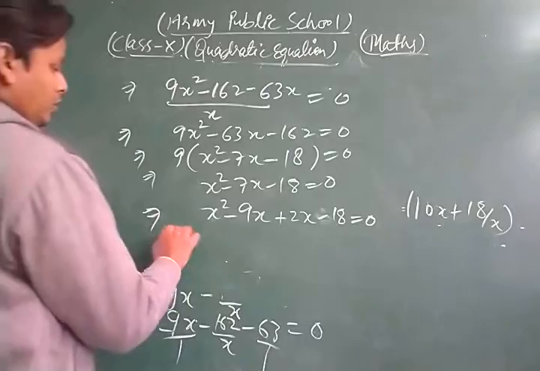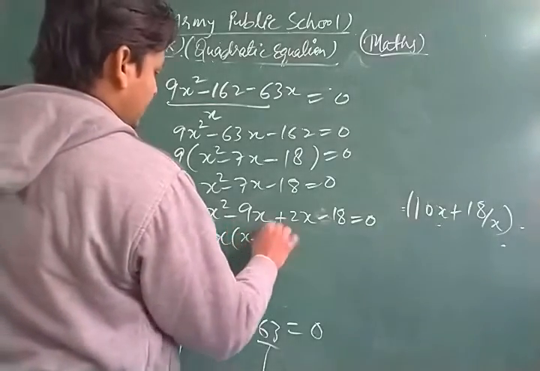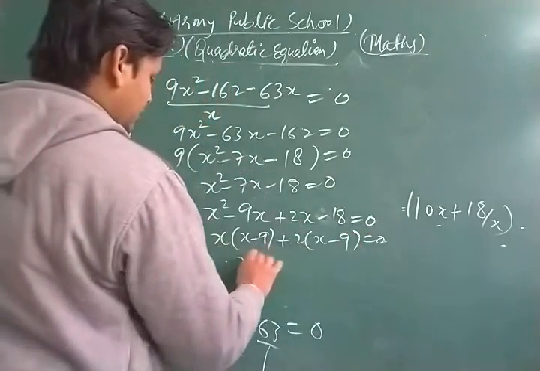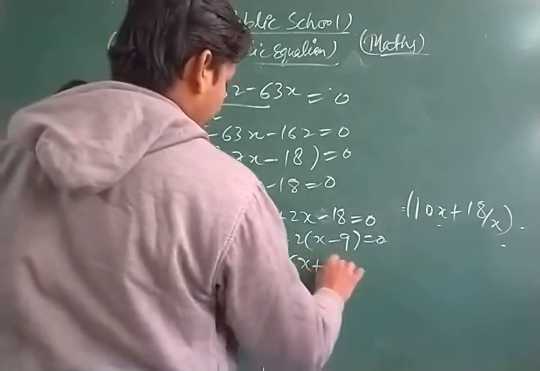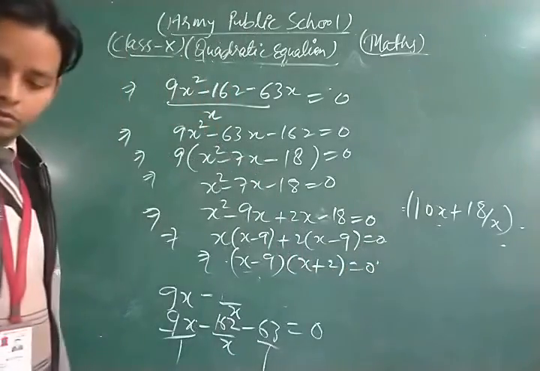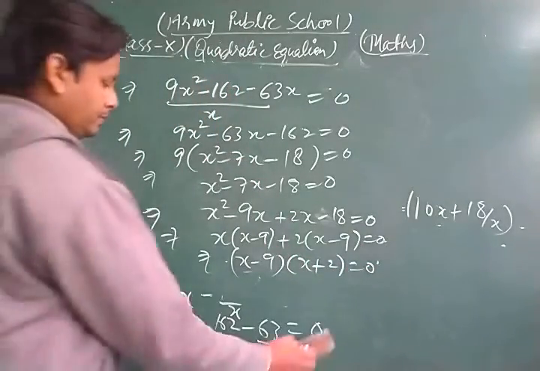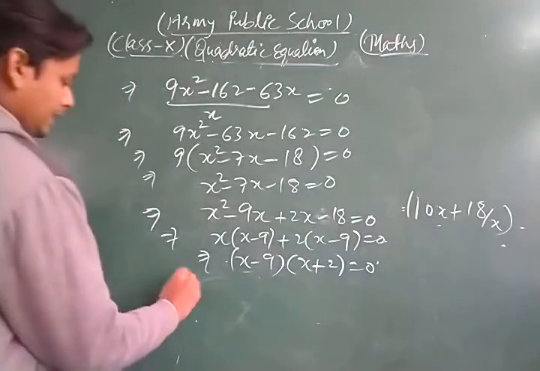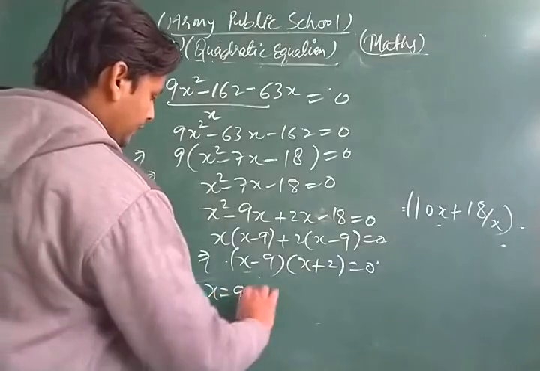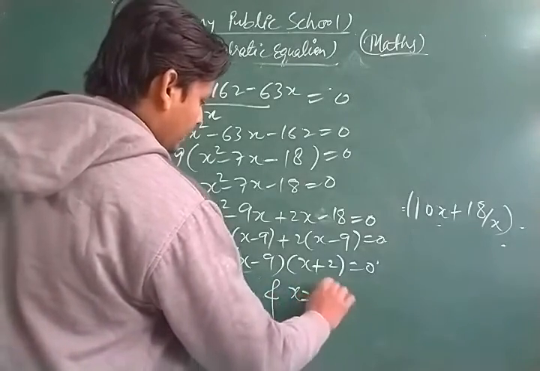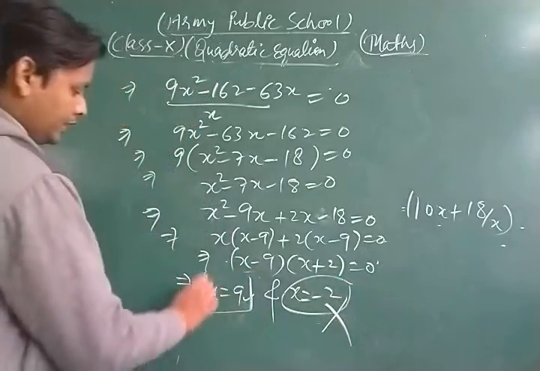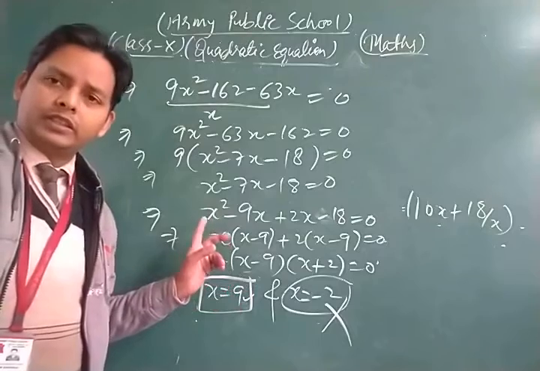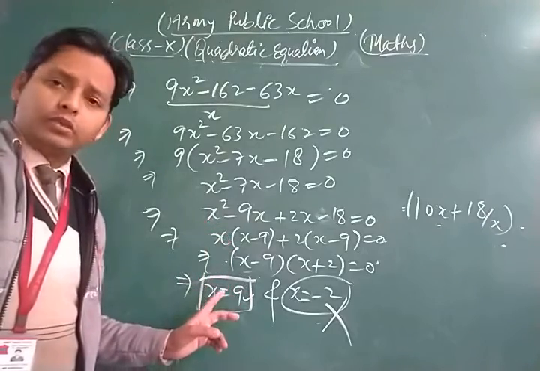Now look, we take x as common, so x minus 9 times x plus 2 is equal to 0. So x is equal to 9 we take, and x is equal to minus 2 cannot be taken, so we only take x is equal to 9. After solving the quadratic equation, we get x is equal to 9.